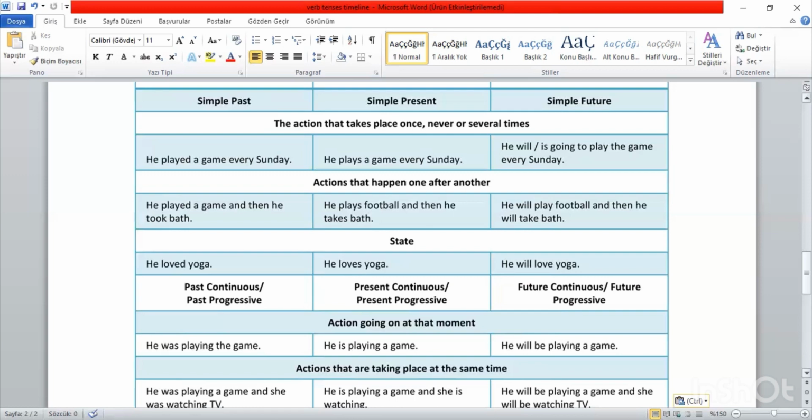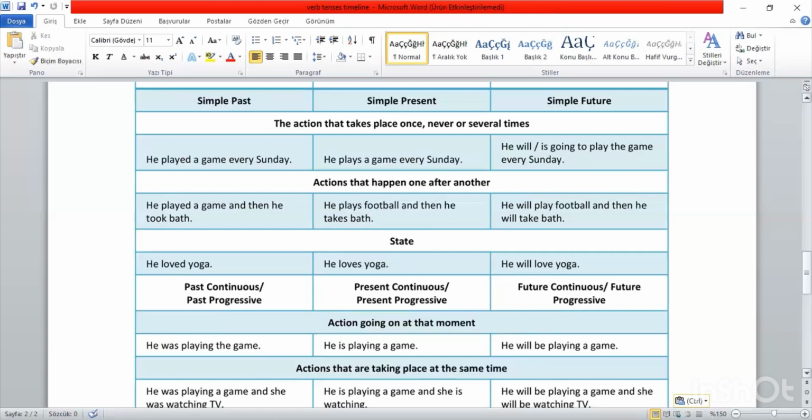Okay. And we have simple future tense. We can use will or going to. For example, he will play the game every Sunday, or he's going to play the game every Sunday, okay? Or maybe next Sunday. So mainly simple tenses are about an action that takes place once, never, or several times. So you can see the word simple. It means that these three tenses don't include a lot of details.